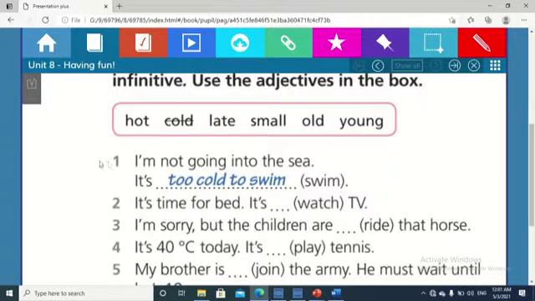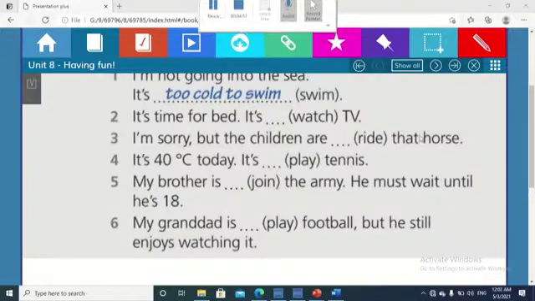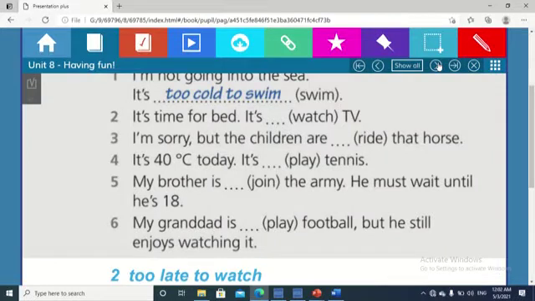So here, of course, we are asked to complete the sentences so that we express the meaning here. So stop here, please. Try to choose the adjectives which give me the meaning with too. So what about number 2? It's too late to watch TV. It's too late. It's very, very late, so that we can't watch TV. So it's time. It's too late.